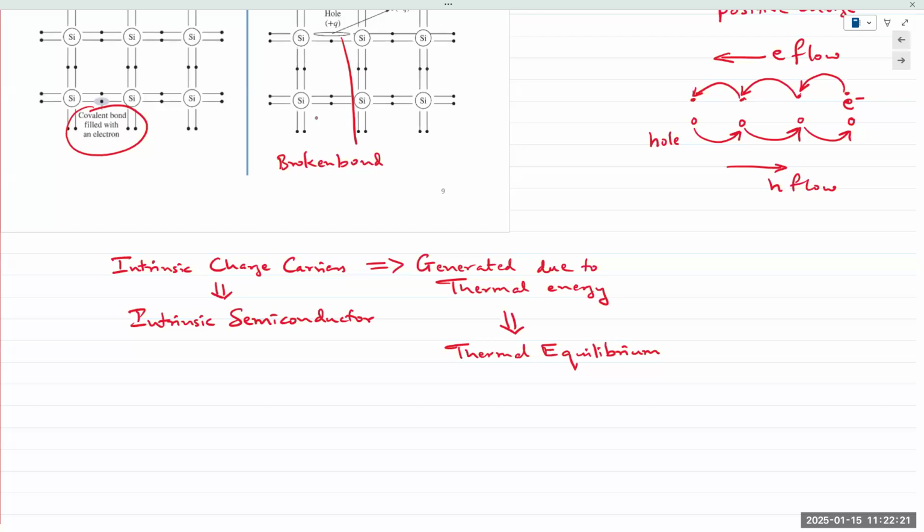Yes, this is just thermally generated. We are not applying any external energy. The only energy that is being forced on the material is thermal energy, temperature effects.